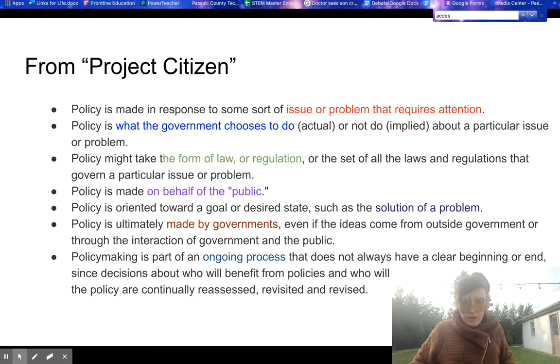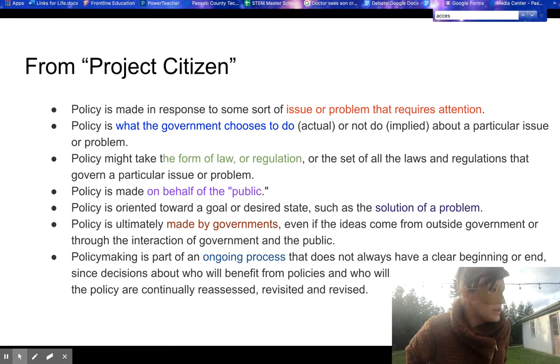So, the part that made this tricky was that you may not have understood what the question meant by public policy. Now, most scholars don't agree on one definition of public policy. This is what came from the Project Citizen website. So, this is where you would find that information.